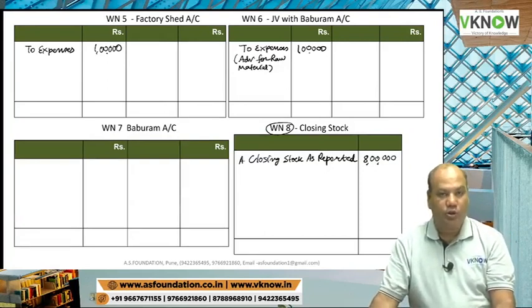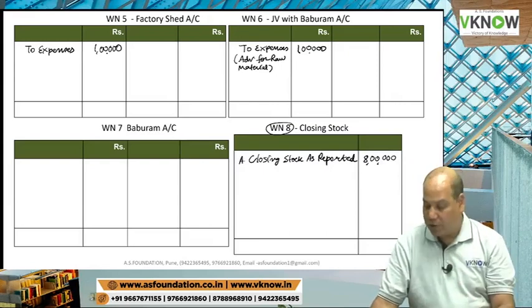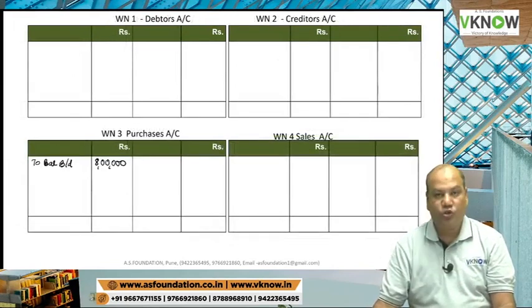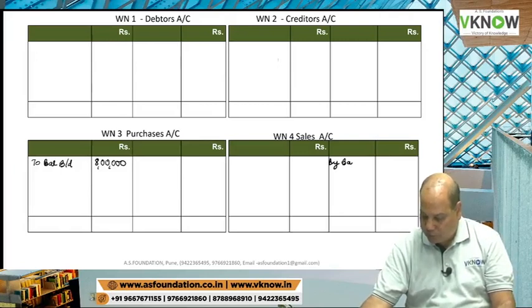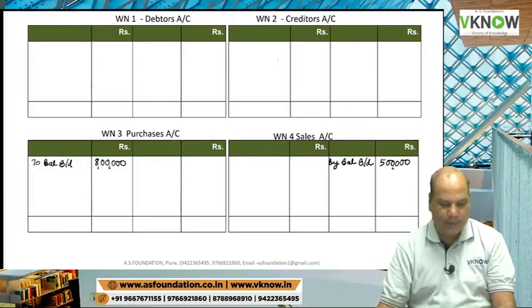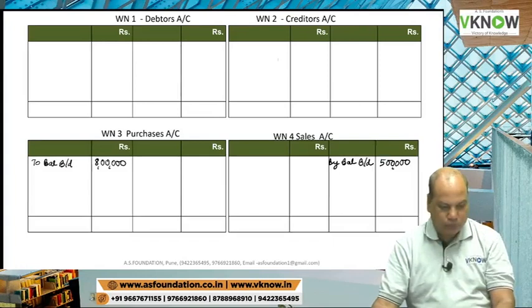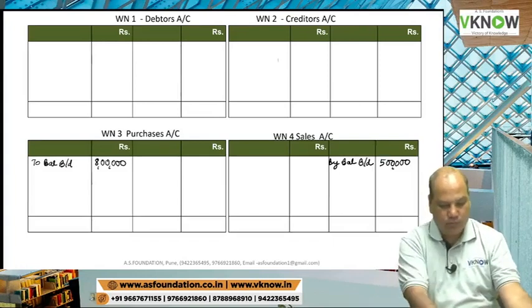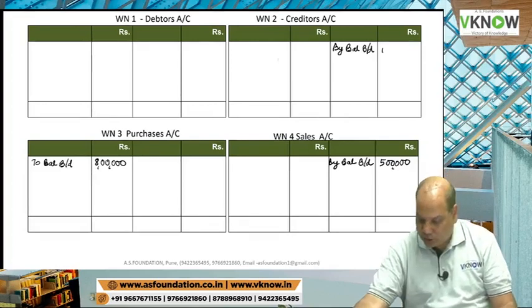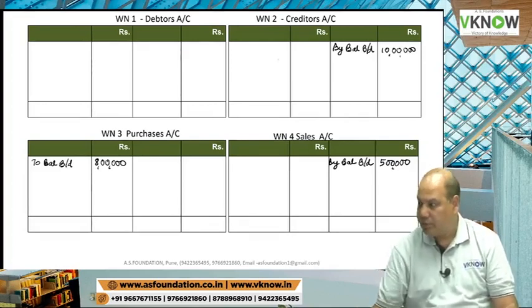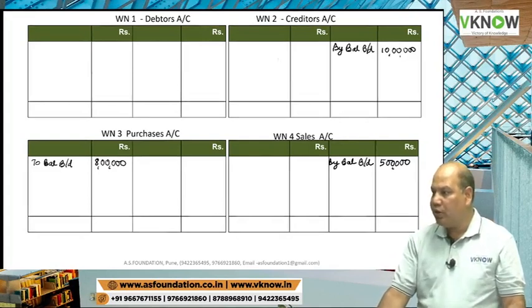Now you come back to your question. Trading and P&L account credit side, they have written by sales 5 lakh. So I will come to sales account, working note 4. By balance brought down, write down here 5 lakh. Creditor account, working note number 2. By balance brought down, creditor is 10 lakh.